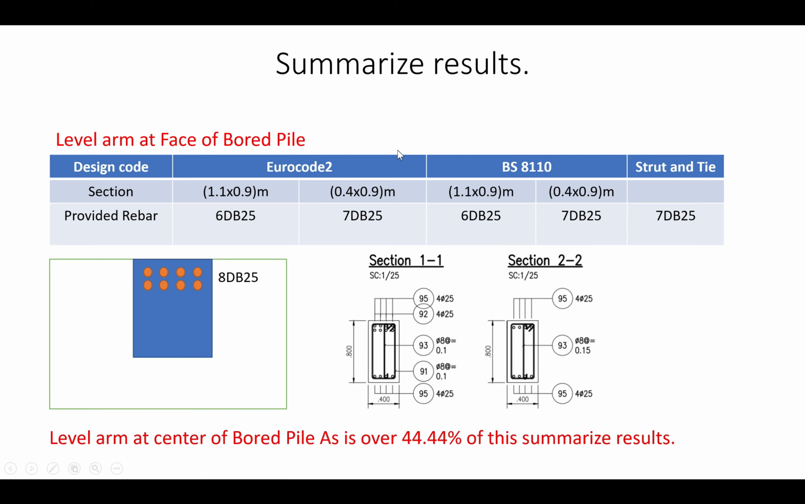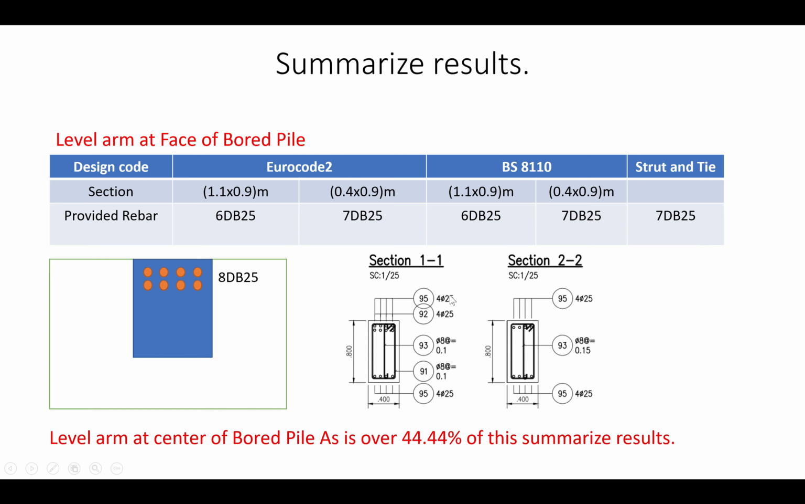Now let's compare the summary result between the methods. Method 1 is the moment method, but we take it at the face of the pile only. Compared with the Strut and Tie method, we got a similar result. Okay, we got a similar result. In practice we use 8dB25 at the tension zone, or the top of the pile cap.